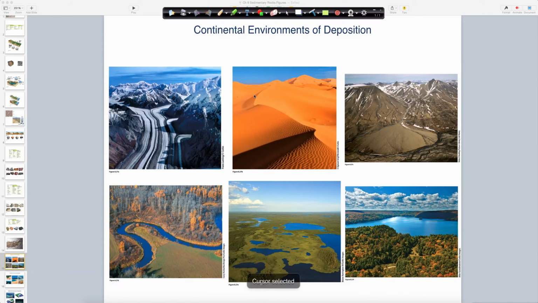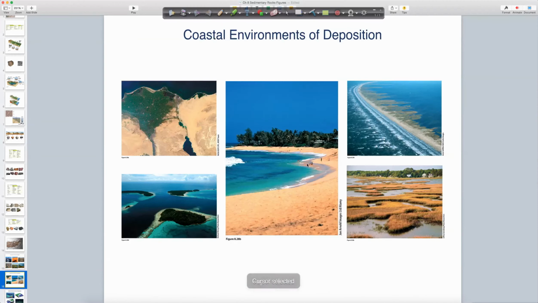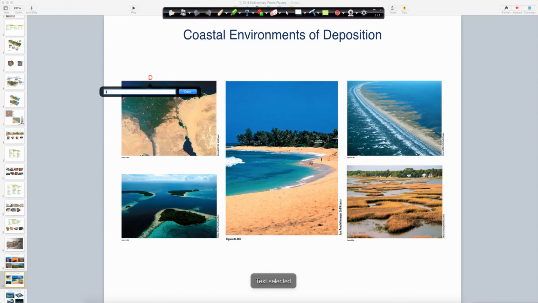So next we're going to move on to coastal environments. So this is a delta. That's where a stream enters into a body of water. A delta will form because the energy stops and the stream dumps its sediment load. So generally you get clays and silts and some sands. Can also have a high amount of organics.